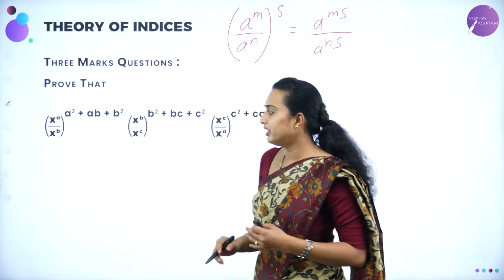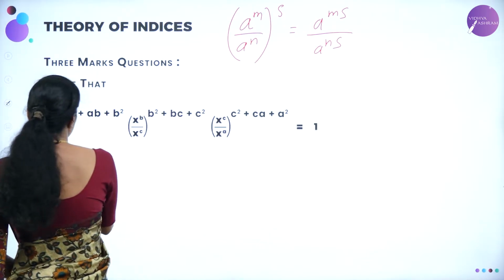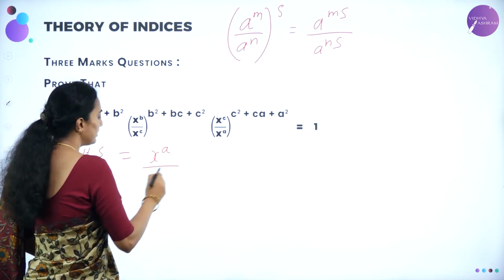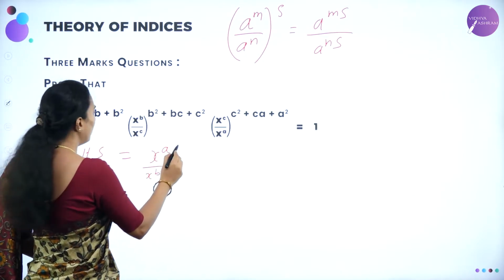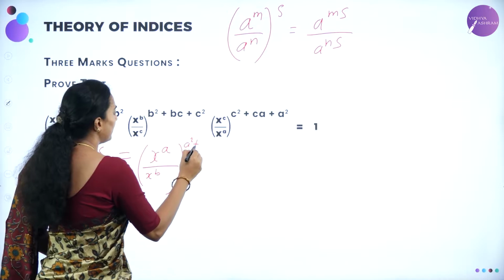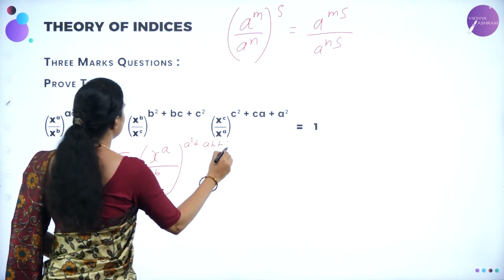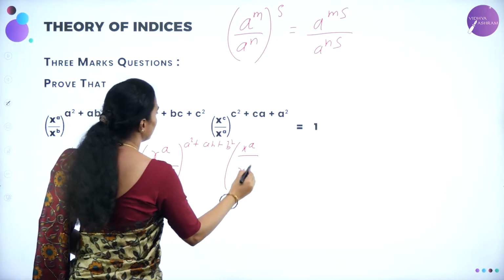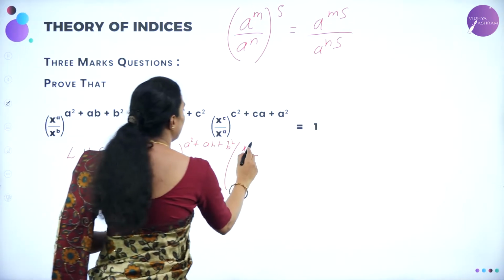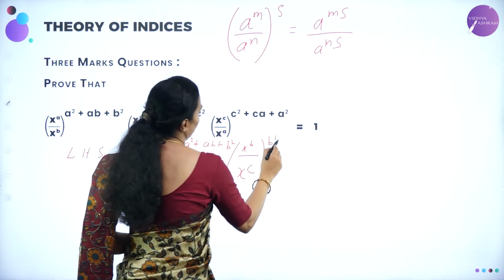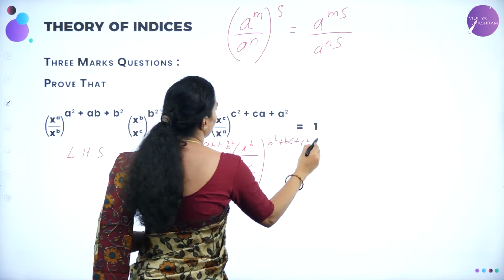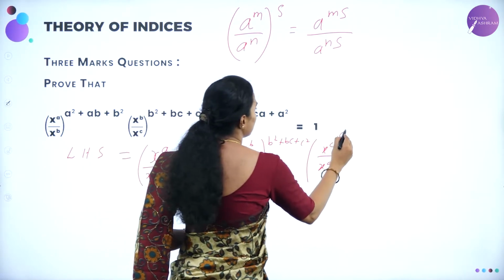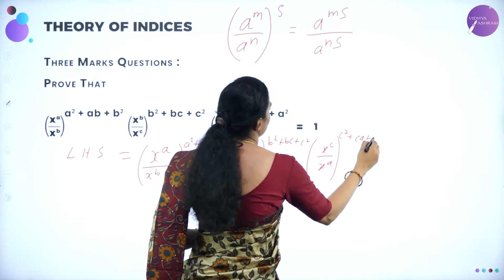So accordingly, I am going to take the LHS here. What is the LHS? I can take it as x power a divided by x power b whole to the power of a squared plus ab plus b squared, into x power b by x power c whole to the power of b squared plus bc plus c squared, into x to the power of c by x to the power of a whole to the power of c squared plus ca plus a squared.